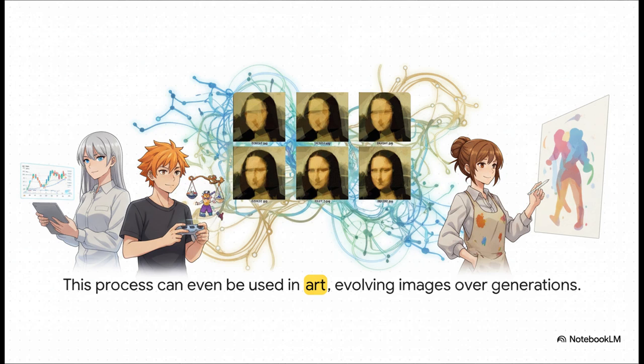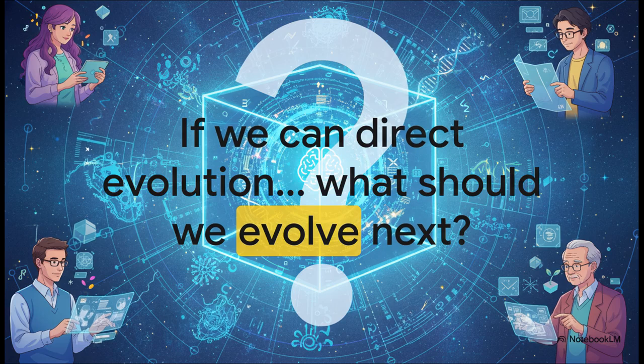And this technique goes way beyond just engineering. It's used in finance to evolve trading strategies, in game design to create balanced characters. It's even used in art. What you're looking at here is an algorithm that literally started with just random shapes and evolved them over hundreds of thousands of generations to slowly but surely recreate the Mona Lisa. How wild is that?